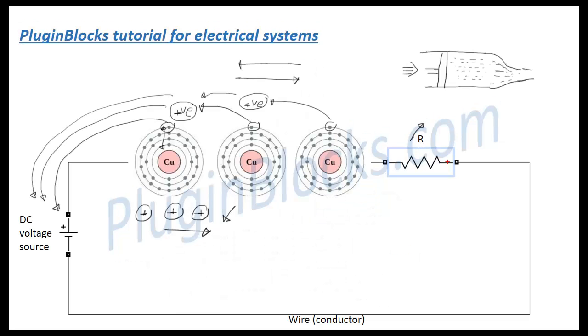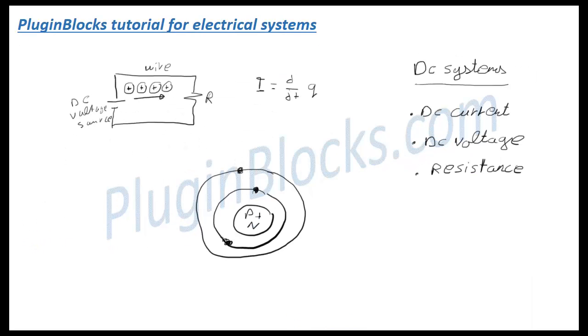So in this lecture now, we have covered the DC current, which we said is the flow of a charge, and we covered the DC voltage source, which we said is the pushing force, and the resistance, which is the opposition. In the next lecture, we'll be covering the conductors and the insulators, and we'll take a closer look at the resistance, and we will do our first experiment.